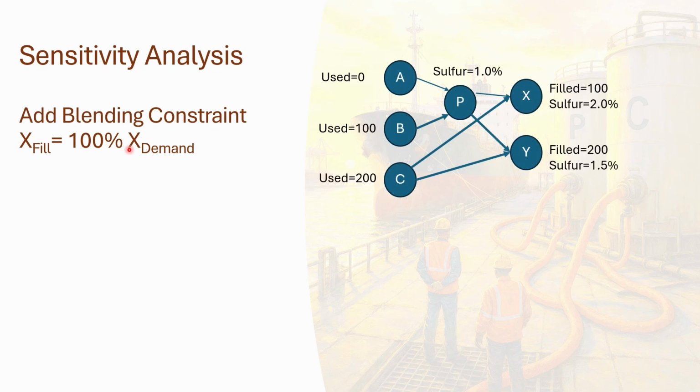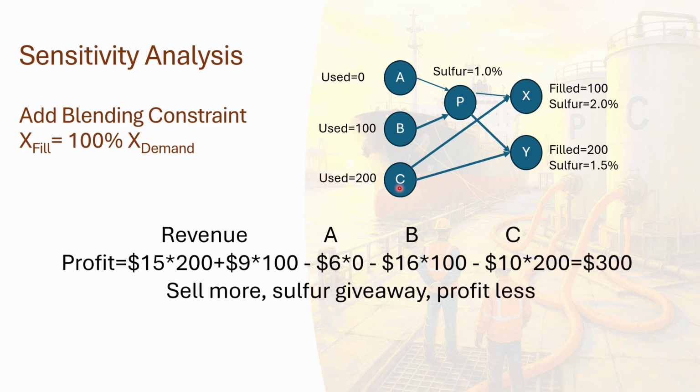In this particular situation, we're still not going to use any of A. We're going to use 100 units of B and now 200 units of C. What's going on here is that all of X is filled with C, and so the sulfur percentage of X is now 2%. We filled 100 units. Y is the same. It's coming from the pool and is coming from C. But when we do the math here, we wind up with a profit of only $300. So what happened is we ended up selling more, we had a sulfur giveaway, and we profited less.